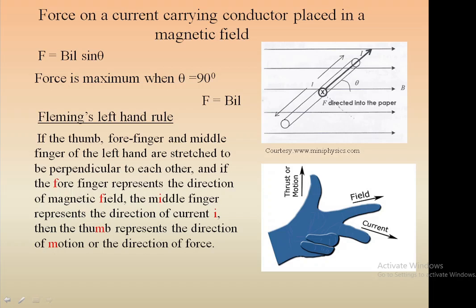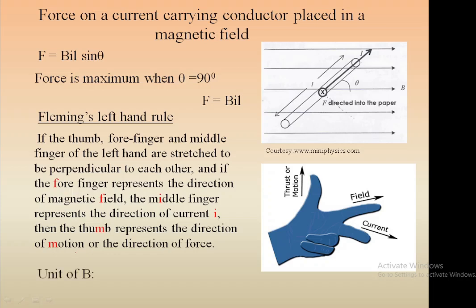Let us say once again, if the thumb, forefinger and middle finger of the left hand are stretched to be perpendicular to each other, and the forefinger represents the direction of the magnetic field and the middle finger represents the direction of the current I, then the thumb represents the direction of the motion or the direction of the force. From this Fleming's left hand rule, we can find the direction of the force.